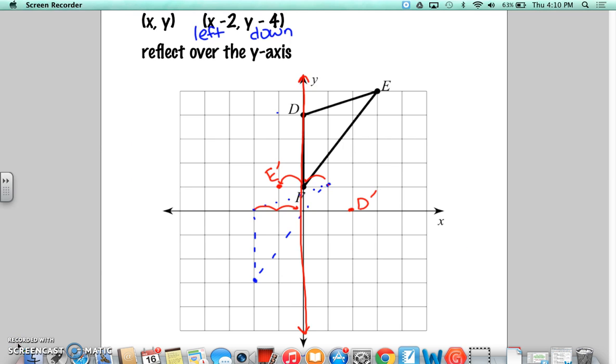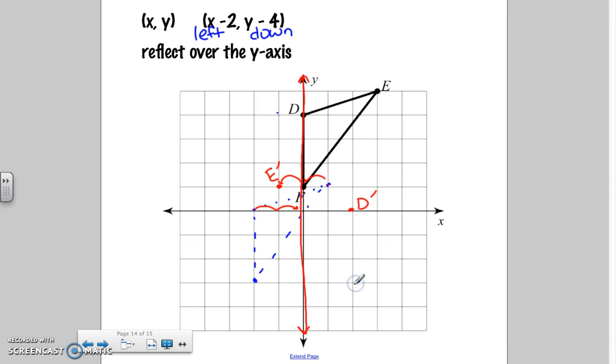And then lastly, we need to move point F. If we reflect it over the y-axis, it's 2 away, so I needed to move 2 more over, and here is my F prime. So you can see that it's not only flipped, it's also moved down on the paper. So you slide it down, flip it over, and you have your glide reflection.